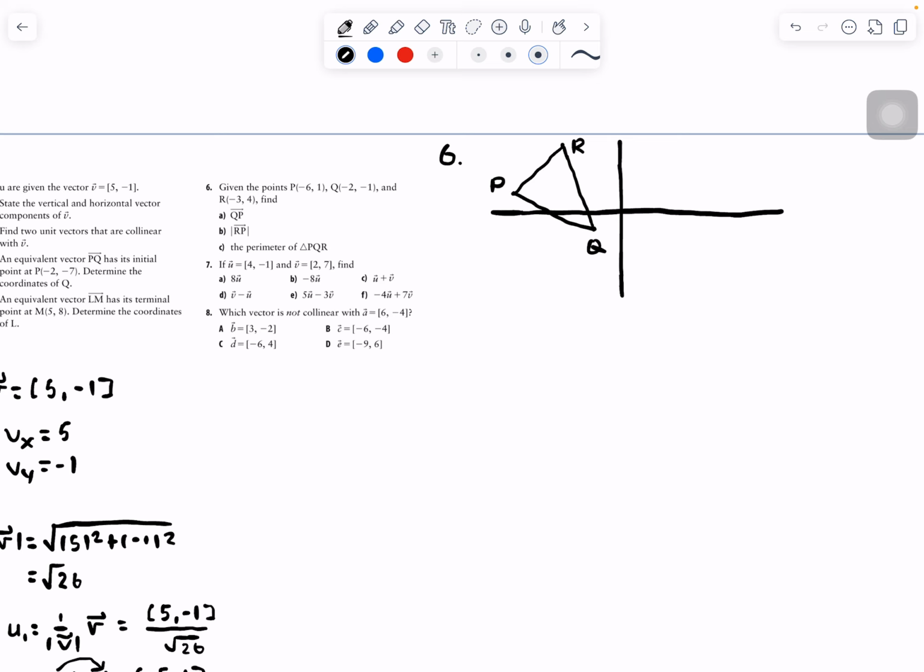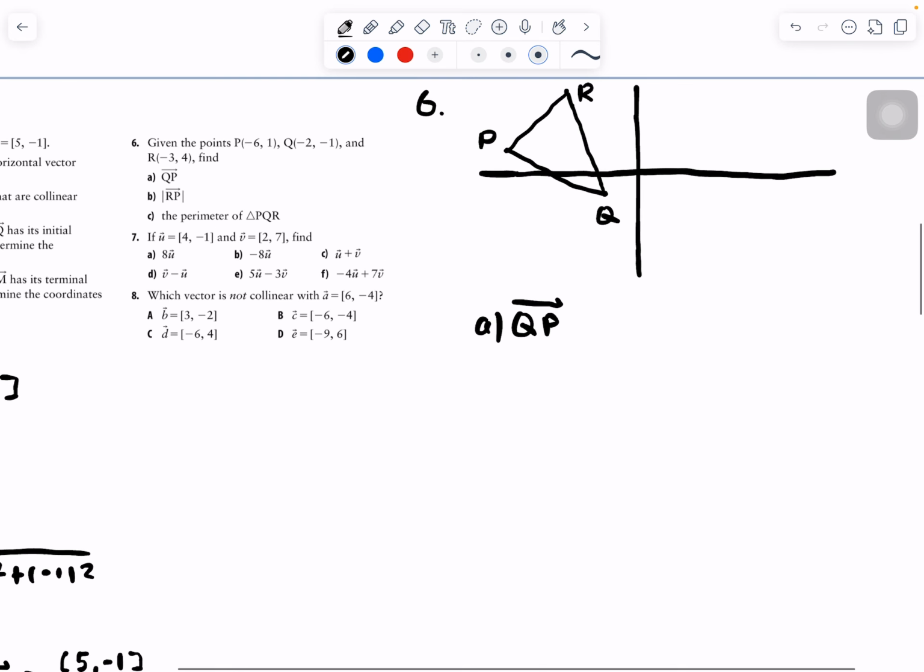All right, and let's get to finding our vectors now. So, A, we have QP. Realistically speaking, I wouldn't even actually need to draw this. You can just work with this algebraically and complete all A, B, and C like that. The drawing is extra, but it helps to visualize. It's always good to visualize in math.